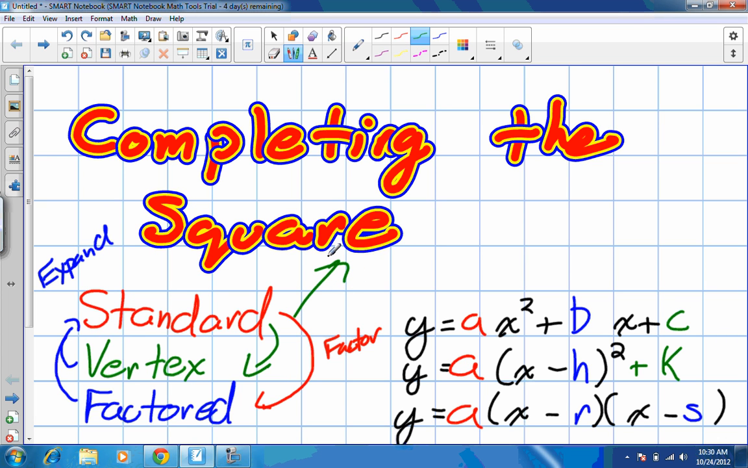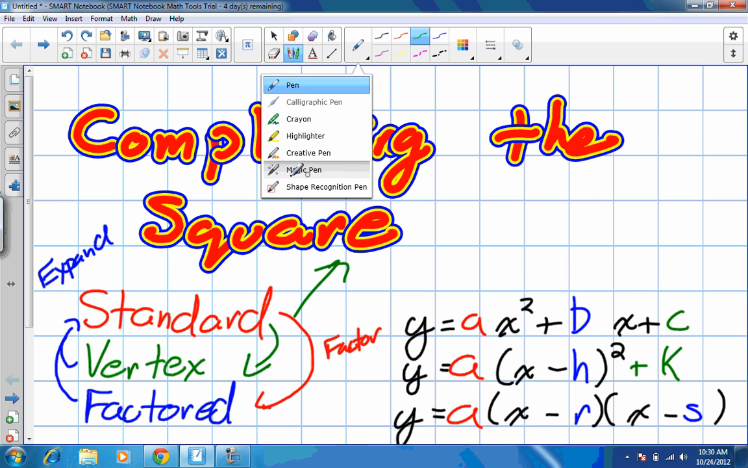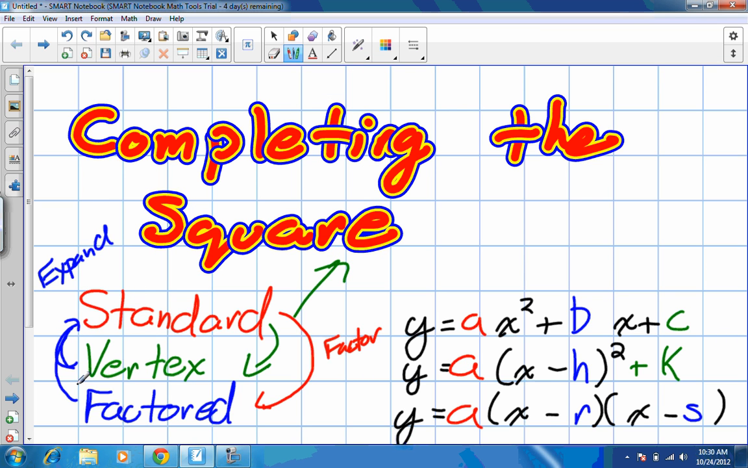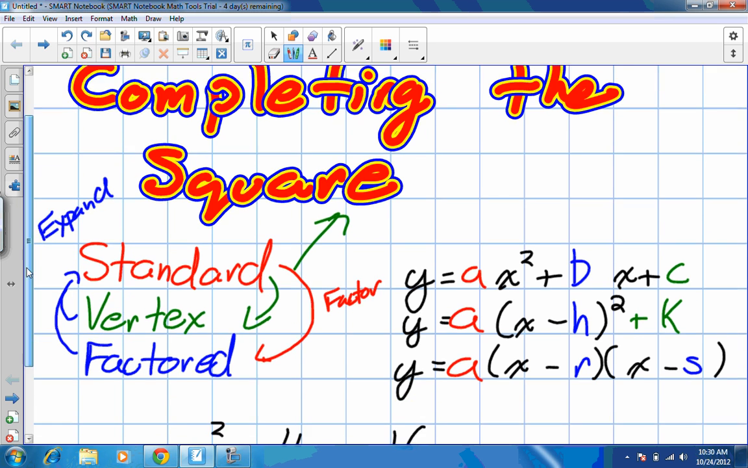Okay, now this process, once we've done today's, we'll actually know how to move between all of them. We'll know how to move from vertex to standard, factored to standard, standard to vertex, standard to factored, which means you can essentially go from any equation to any other equation, okay? Today's lesson, completing the square, is a little difficult, so I need you guys to focus for this one.